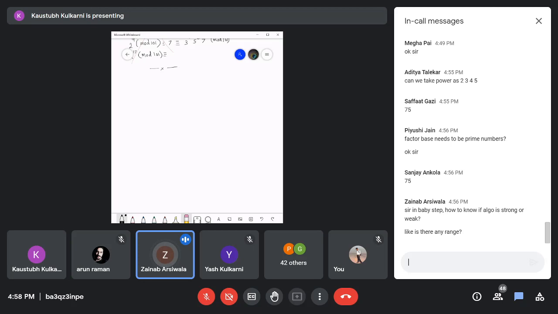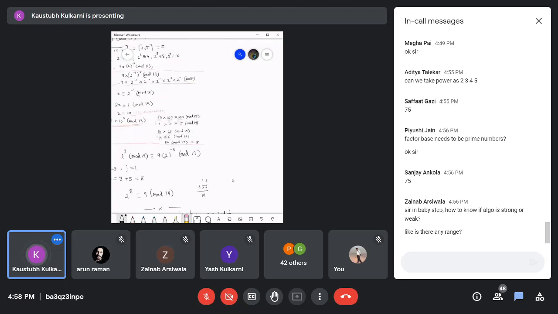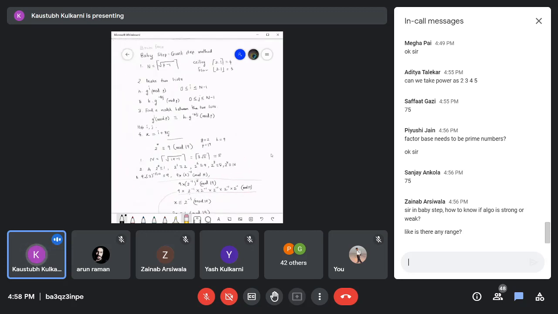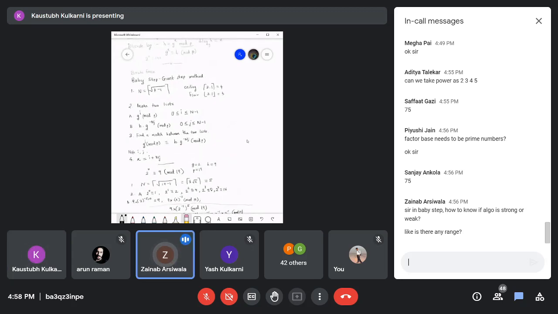Sir, you said that baby step giant step is used to check the strength of an algorithm. Here we got 8 as the answer. So is there any particular range to know if the algorithm is strong or weak? There is something called the space complexity and time complexity of an algorithm. Have you learned about the space complexity and time complexity of algorithms? Yes, sir, but only basics.